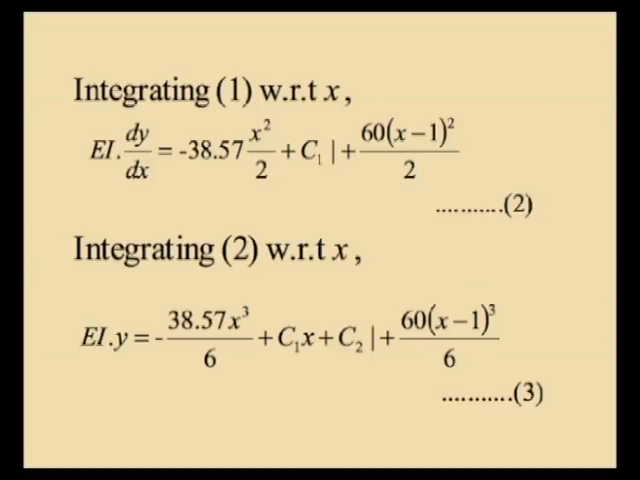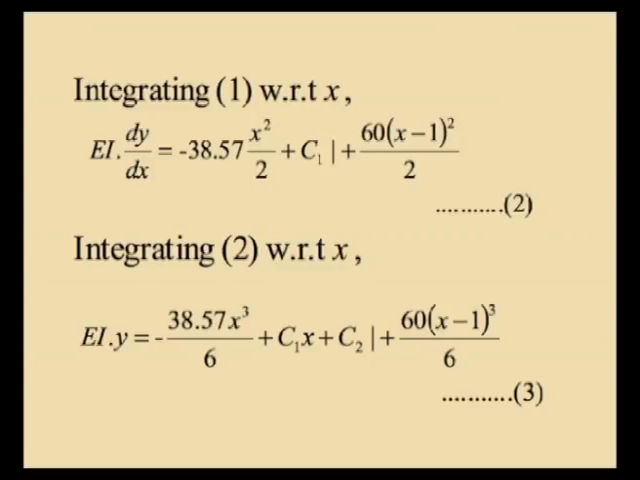So, integrating 1 with respect to x, we get minus 38.57 x squared by 2 plus C1, then a dotted line, plus 60 into x minus 1, where the x minus 1 term should be treated as a single term. If we integrate capital X, we get X squared by 2. So, 60 into x minus 1 whole squared by 2. That will be the second equation.